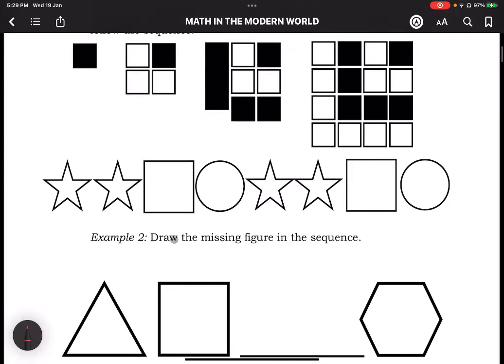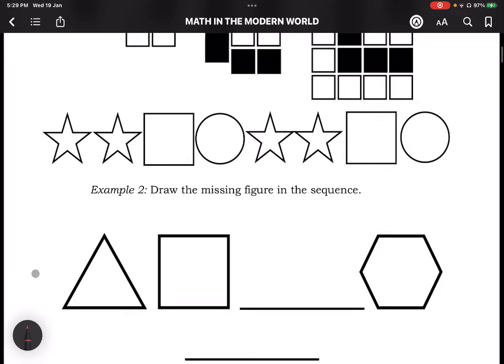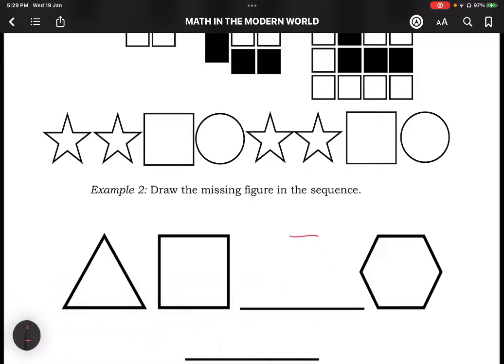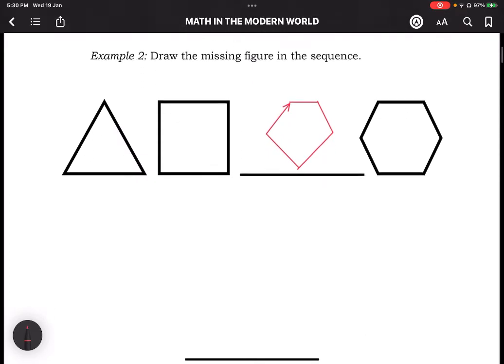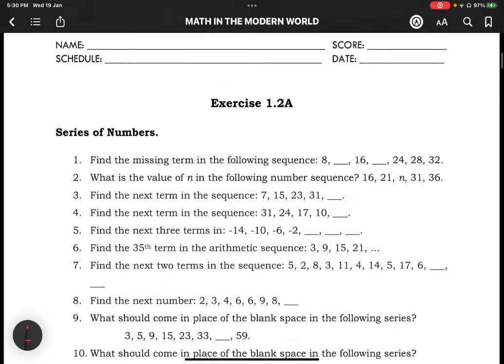Example number 2: draw the missing figure in the sequence. Notice, triangle, square, and then a hexagon. So 3 sides, 4 sides, 6 sides. This means we need to draw a shape with 5 sides. 1, 2, sorry, 1, 2, 3, 4, 5. So that is our answer, the shape. And those are the types of patterns.